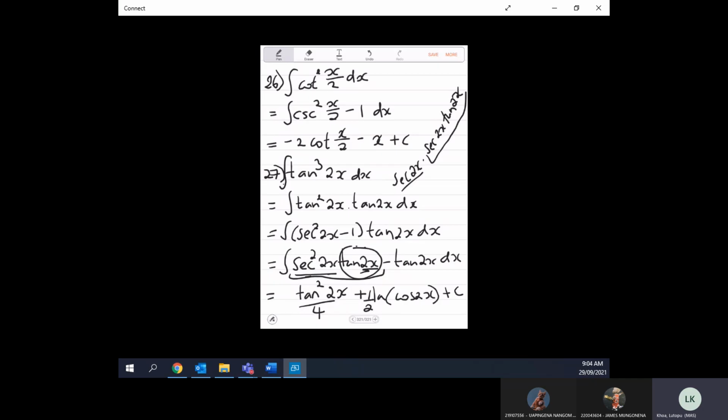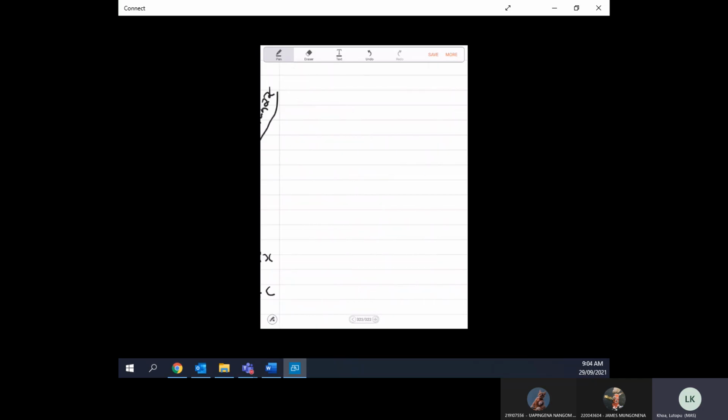Okay, then numbers 28, 29, and 30. I'd like you guys to try those ones. 28, the integral of cot to the power of 3 of x dx. Pretty simple. 29, the integral of tan to the power of 4 of x dx. Then 30, the integral of cot to the power of 5 of ax dx.